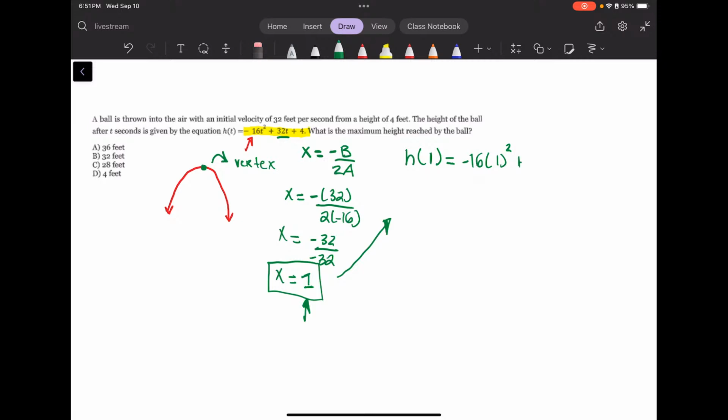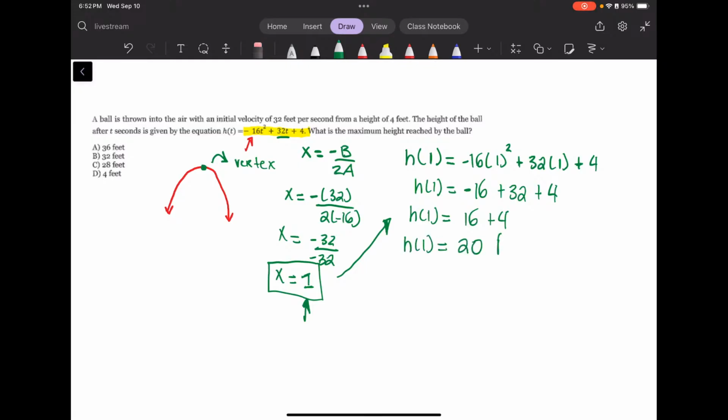So now that I plug this in, we have h of 1 is equal to -16 times 1 squared plus 32 times 1 plus 4. So we know after 1 second, we're going to get -16 plus 32 plus 4. So h of 1 is going to be equal to 16 plus 4, which is 20 feet. So this would be our answer choice.